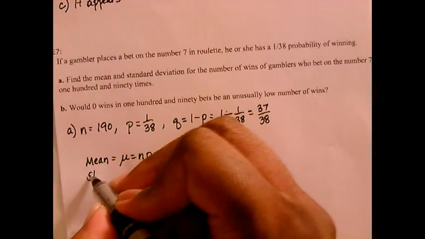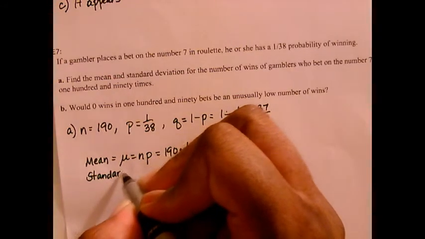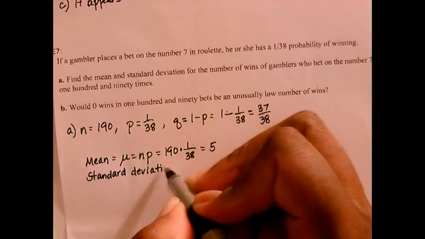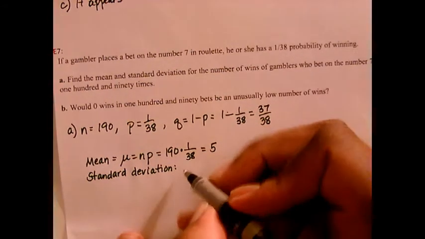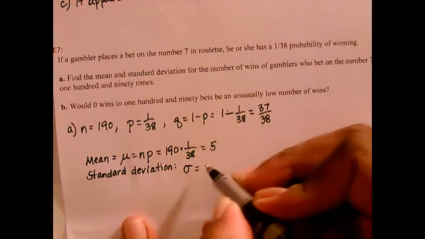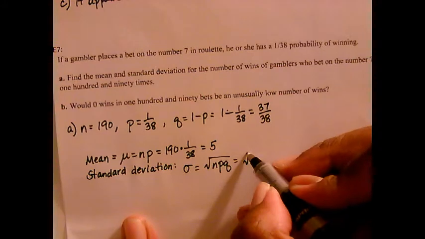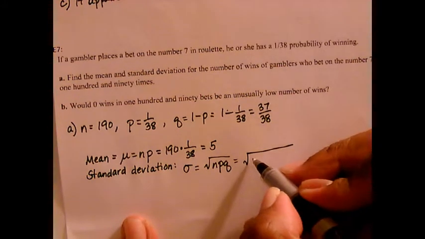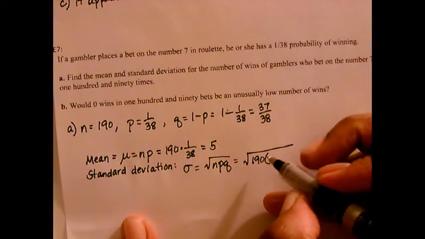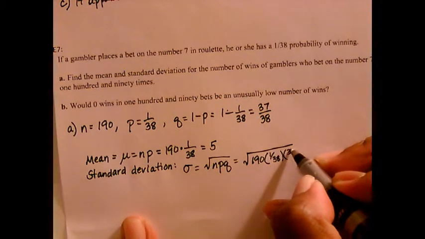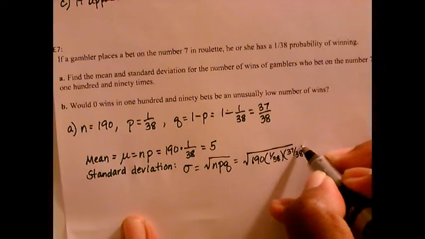And then for the standard deviation, that's sigma equaling the square root of n times p times q, and that's the square root of n, which is 190, times p, which is 1 over 38, times q, which is 37 over 38.